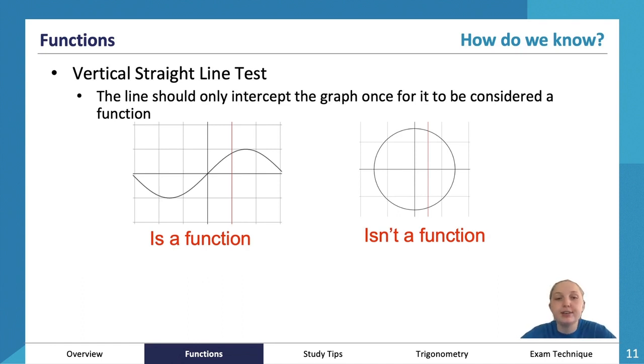On the converse, if we have a straight line going down our graph and it only intersects once, that means that x equals whatever that line we've made it equal to only intersects the graph once, therefore it only has one y coordinate. And that is how we can tell graphically whether something is a function or not. So you may be asked to do that in an exam, to perform the straight line test or to determine whether a graph is a function or not.